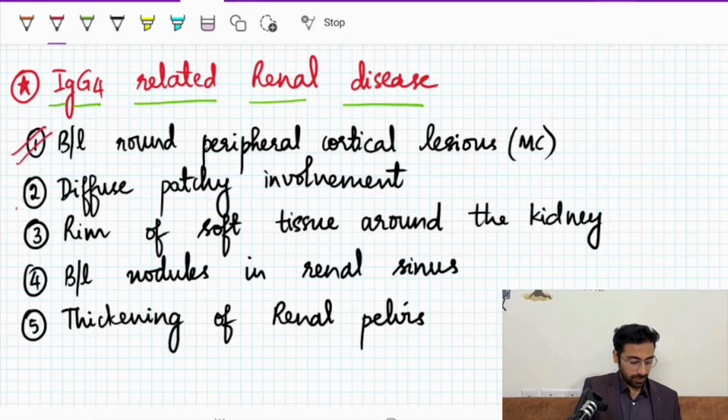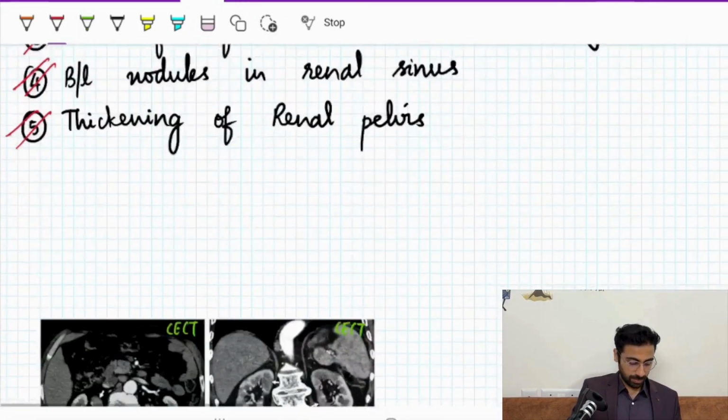Next, there is diffuse patchy involvement. Third, there is a rim of soft tissue that surrounds the renal parenchyma. Fourth, there can be bilateral nodules in the renal sinus. And last, there can be thickening of the renal pelvis. Let us see some examples.